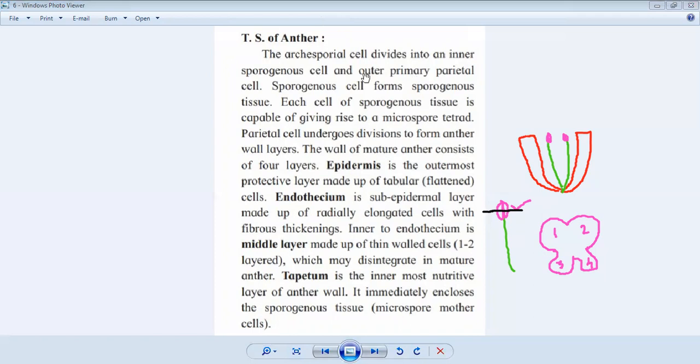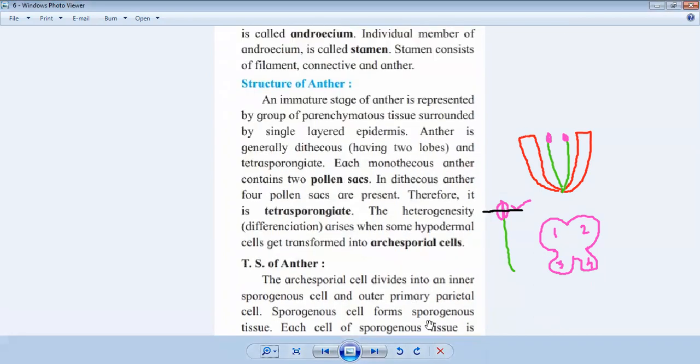तो अभी तक हम लोगों ने जस्ट जनरली देखा है यहाँ पे कि दैट एंथर क्या होता है. ठीक है, एंथर इट इज अ पार्ट ऑफ एंड्रोशियम. द इंडिविजुअल मेंबर ऑफ एंड्रोशियम इज कॉल्ड एज अ स्टेमन. और स्टेमन के तीन पार्ट होते हैं, एंथर, कनेक्टिव एंड फिलामेंट.